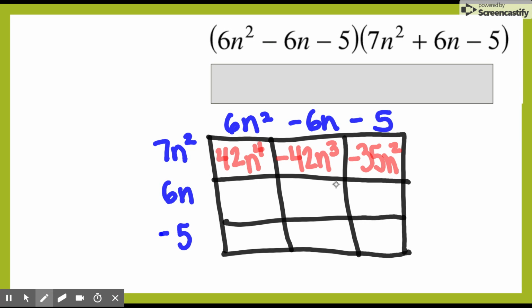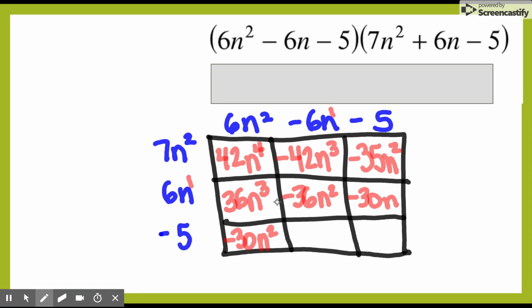Row 2. Sorry. 6 times 6 is 36. N squared times n to the first is n cubed. Negative times positive is a negative 36. N to the first, n squared. Negative 5 times positive 6 is negative 30. N. Last row. Negative 5 times positive 6 is negative 30.